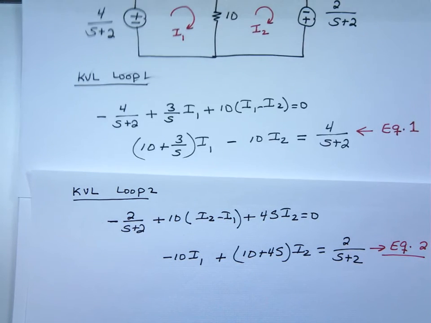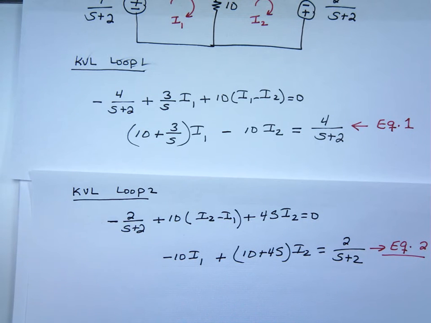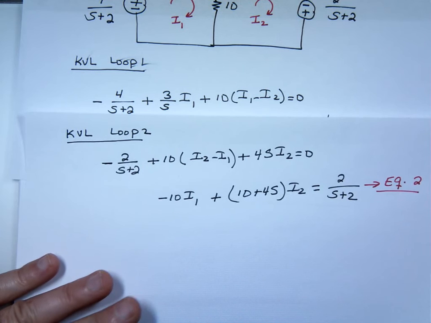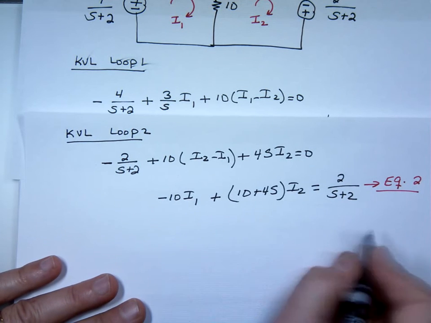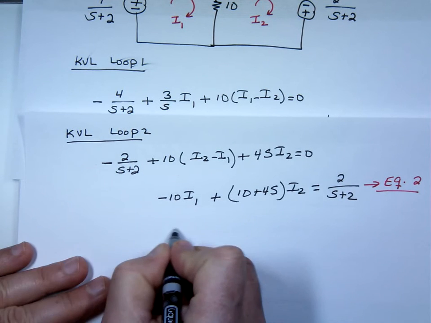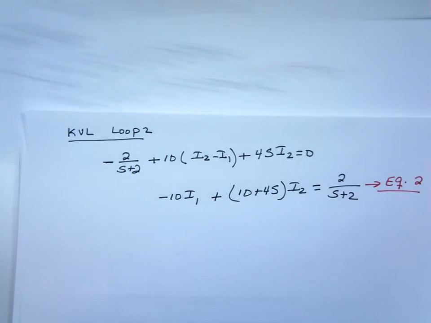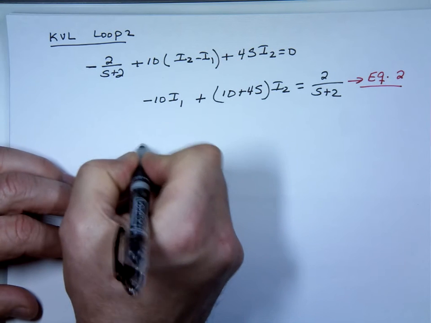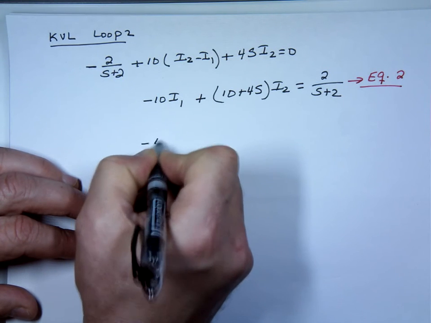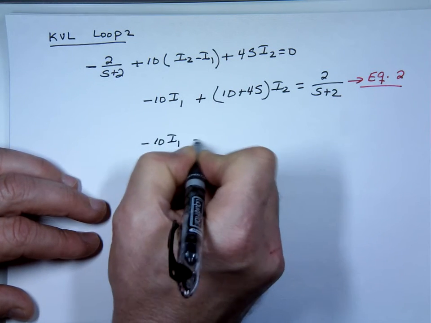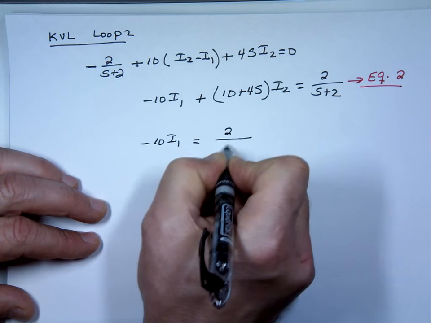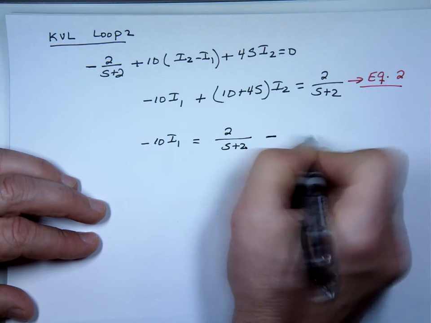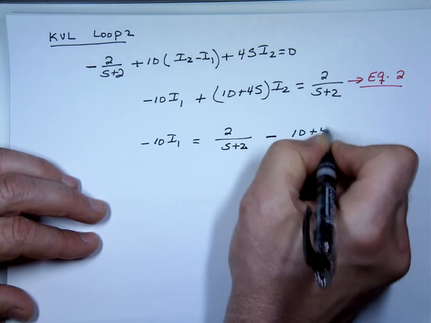So I got two equations by two unknowns. I can solve for one of the unknowns. So if I want to solve for I sub 1 here, I can solve for I sub 1 in this one and go back and plug it into the other one. Negative 10 I sub 1 is equal to 2 over S plus 2 minus 10 plus 4S times I sub 2.